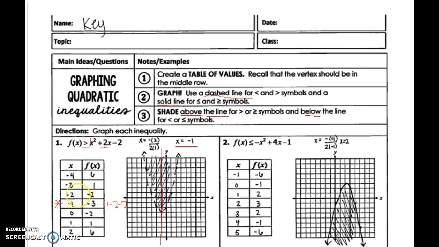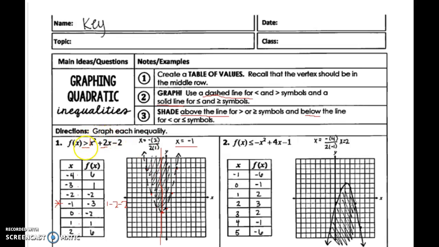To find my other points, I want easy ones: -2, -3, -4, and then on the other side, 0, 1, and 2. When I plug those in, here's my values, and I graph. So at -2, I got a -2. At -3, I had 1 right there. And at -4, I had 6. On the other side, they're going to be the same. Well, 3 points over is at 6. Right here. 2 points away is at 1. 1 point away is at 0. So I just go that distance from the line.